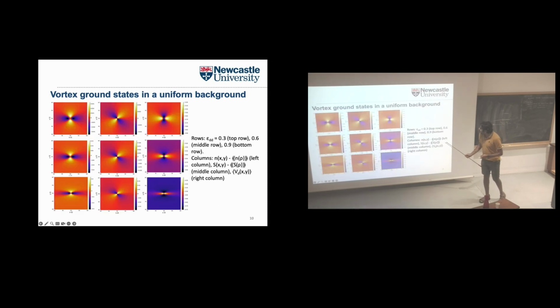So what do we have here? We have 3 different rows where the dipolar interaction strength ratio is 0.3, 0.6, 0.9. So more and more dipolar. And on the left, we have the difference between the density and the angular average of the density. In the middle, we have the difference between the phase and the angular average of the phase. And on the right, we have the expectation value of the dipolar potential.